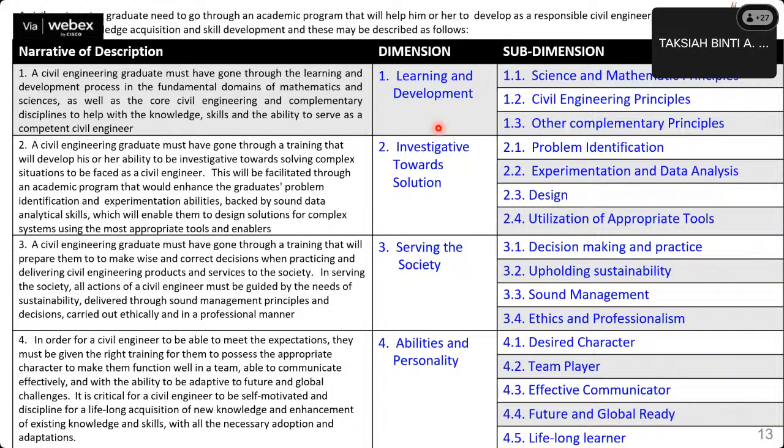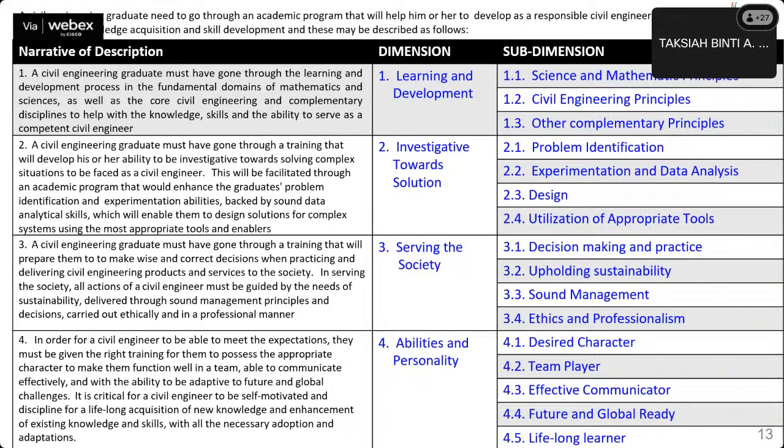First, the graduate must go through a learning and development process in the fundamental domains, mathematics, science, as well as core engineering and complementary disciplines, with the help of knowledge, skill, and ability to serve as a competent civil engineer. Then we have the second one, investigative solutions. We believe that our graduates may also have gone through training so that they can serve back to the society. And the final one is in terms of abilities and personality. All these 4 we have agreed among the 14 universities.